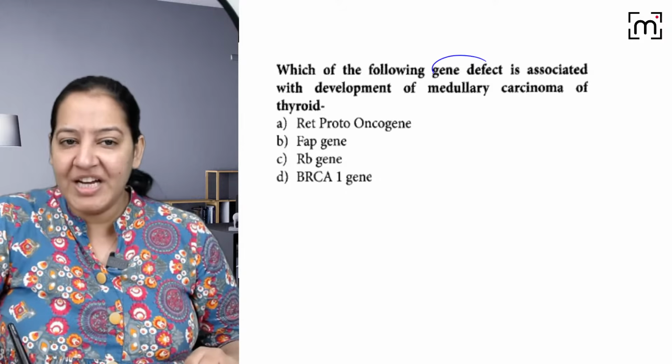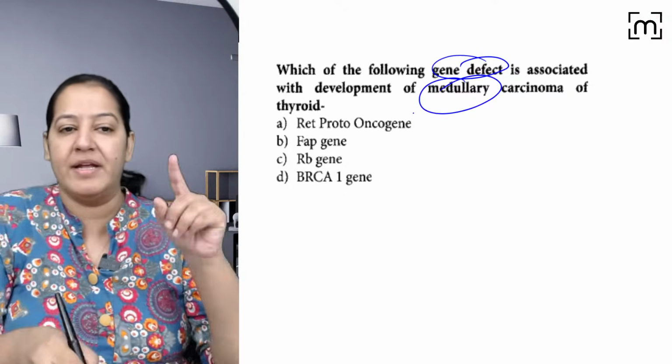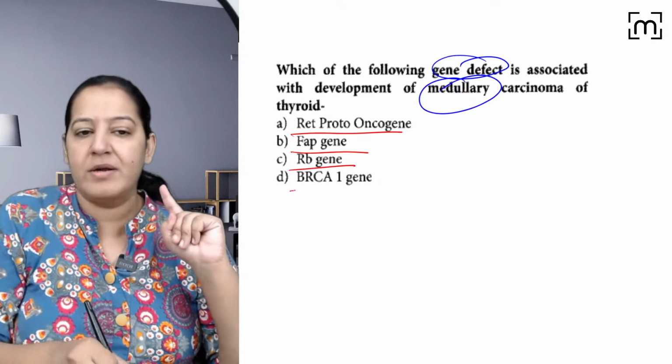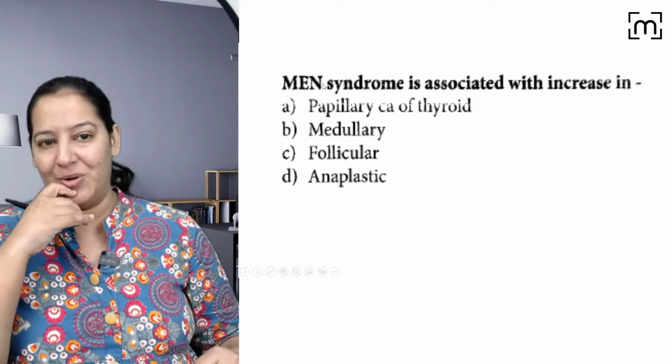Which of the following gene defects is associated with medullary? Tell me the gene which is mutated in medullary. Is it RET oncogene, FAP, retinoblastoma or BRCA? Of course, you all are right. It's the RET gene. You have to learn the mutation also.